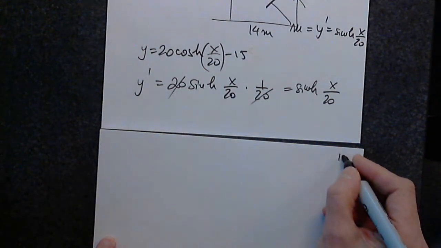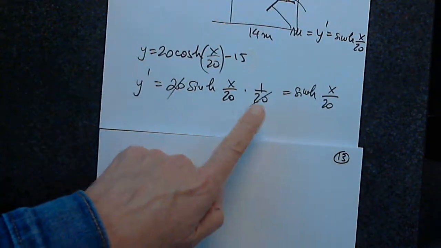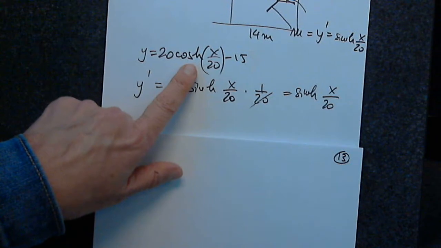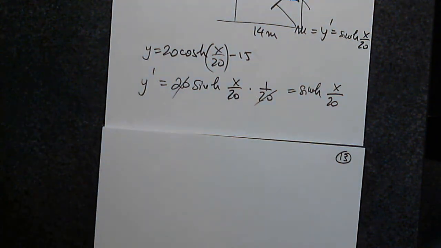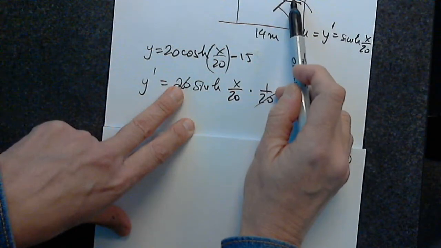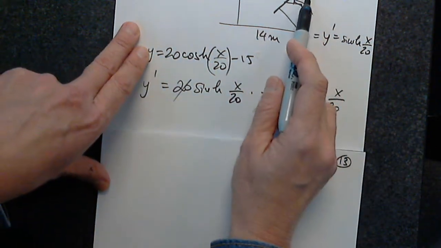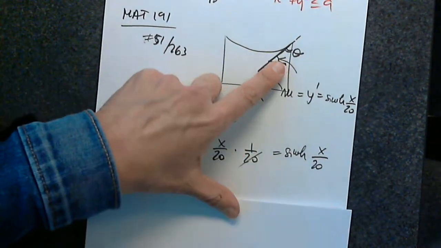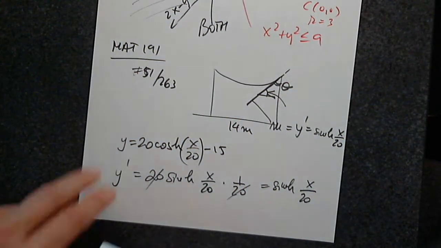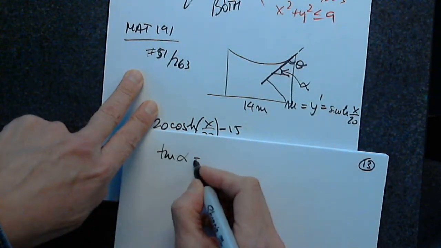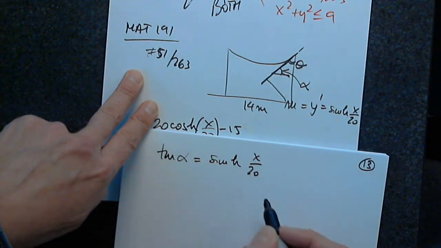Was it sine or was it hyperbolic sine? It was hyperbolic cosine. Yeah, and then we differentiated. So we determine the derivative. We need the slope at that point. Right. The angle, this was denoted by theta? Yeah. Okay, so in that case, this angle, I'm going to call it alpha, tangent alpha is the same as hyperbolic sine x divided by 20.